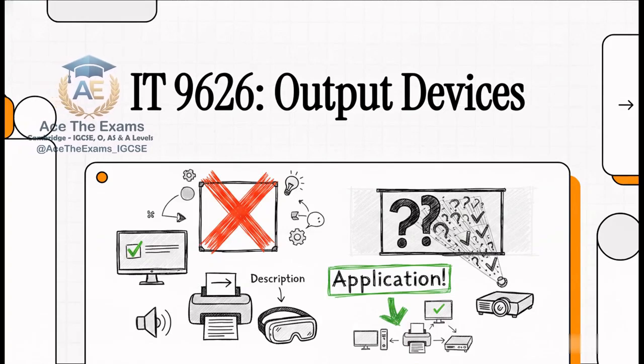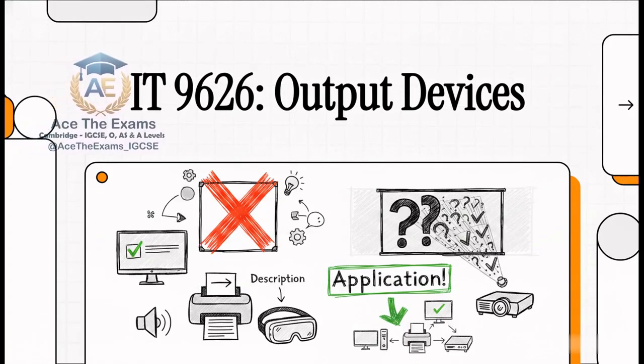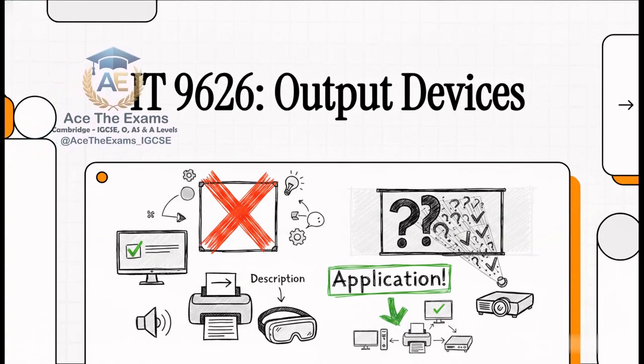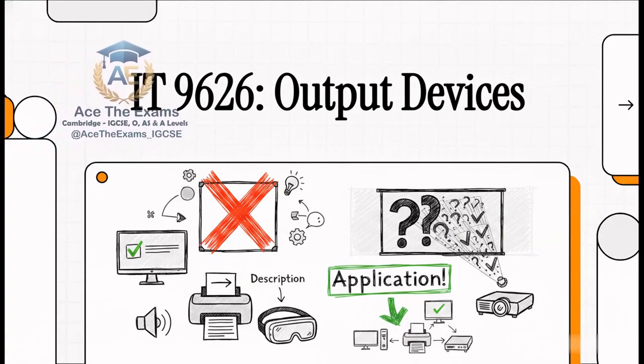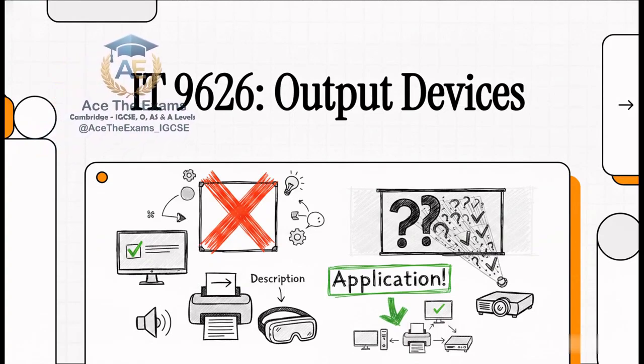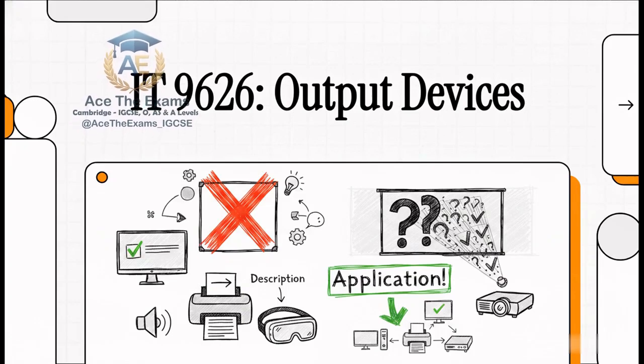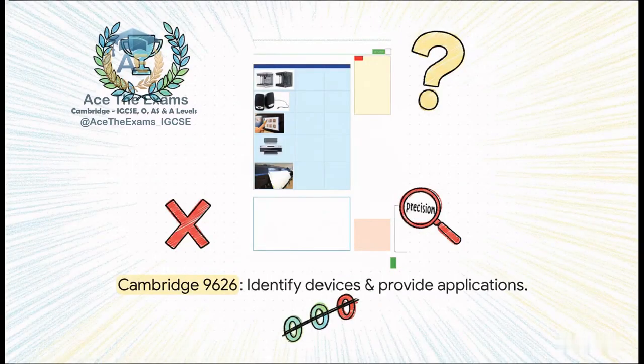Well, because they fell straight into the single most common trap in hardware questions. They described the device instead of applying it. Today, in this explainer, we're going to fix that mistake for good, master output devices, and lock in those top band marks.